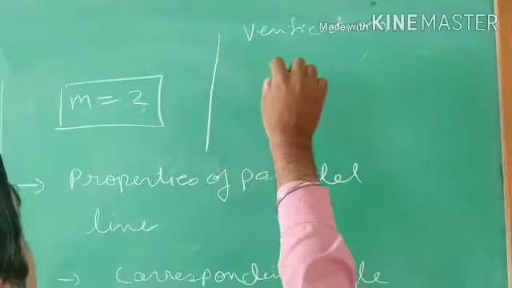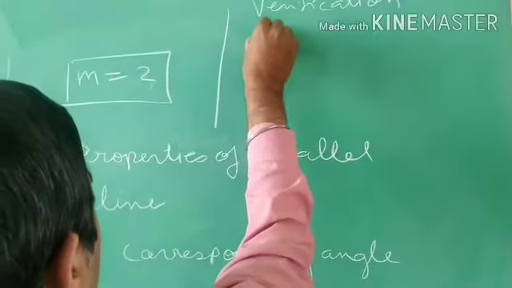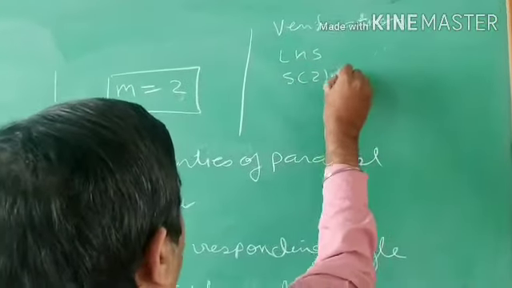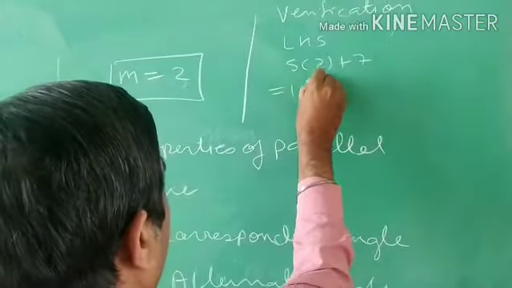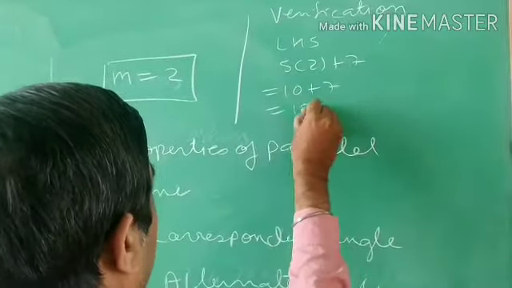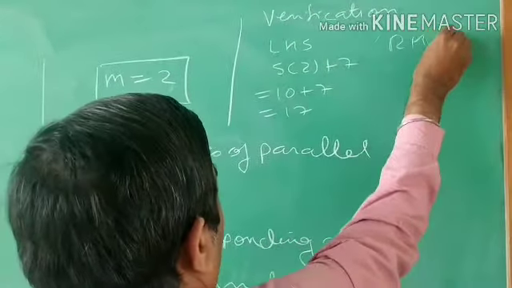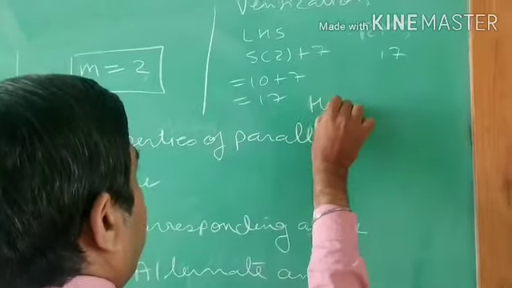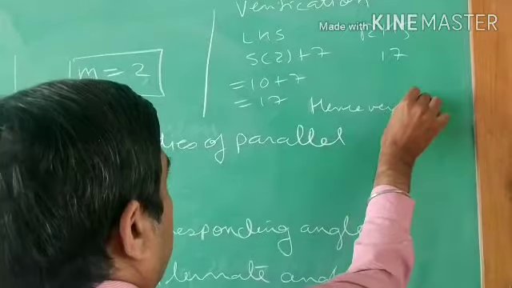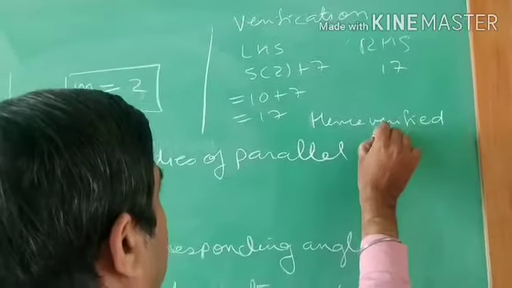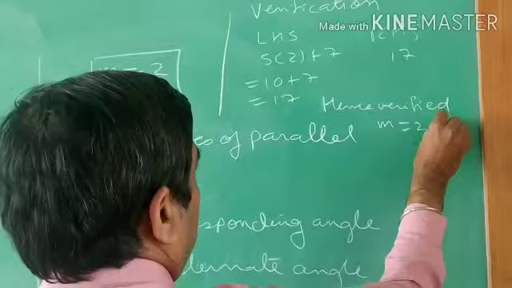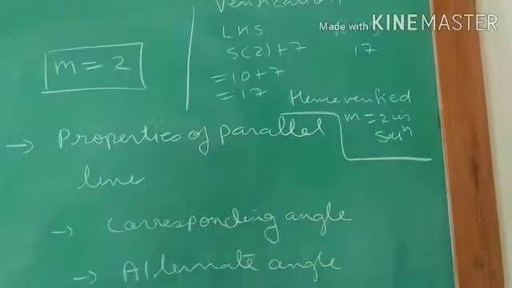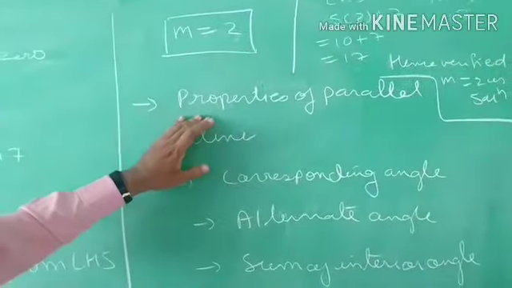Verification, I am putting here m equal to 2. So you can see here LHS 5 into 2 plus 7. It comes here 10 plus 7. The answer is 17. And here RHS, already you know what is the answer here. It is 17. You can see, therefore you can write hence verified. What verified? m equal to 2 is the solution. Got it?